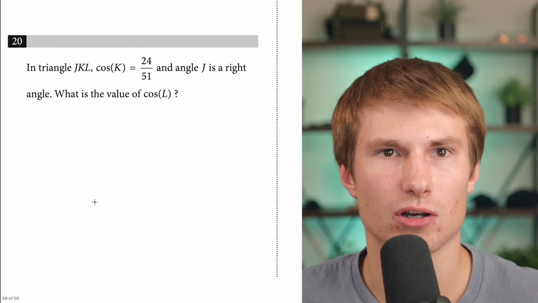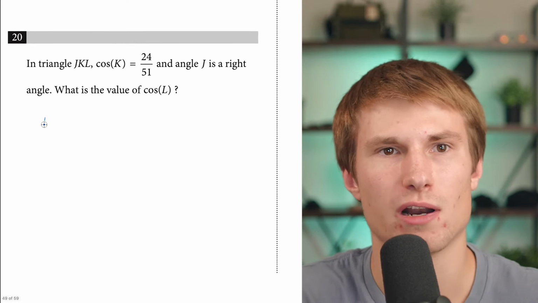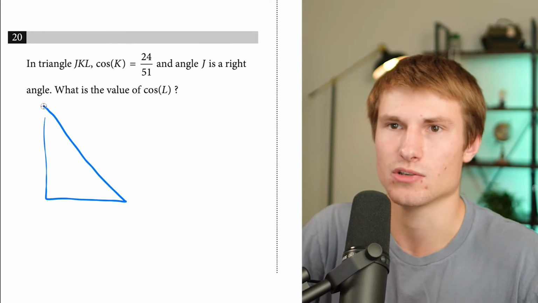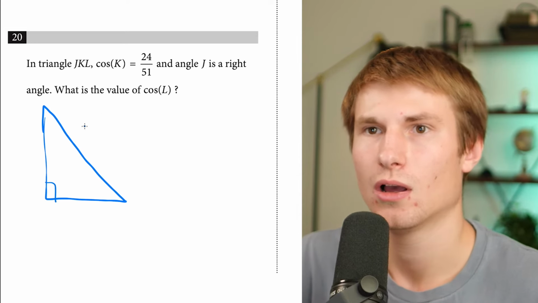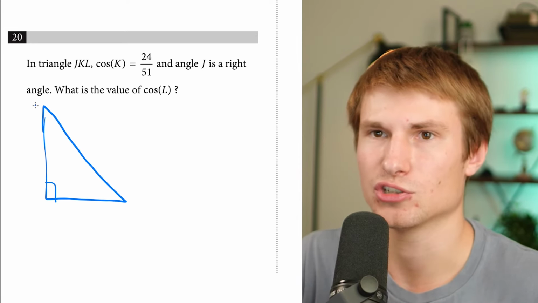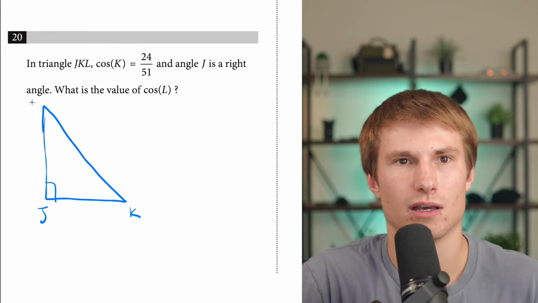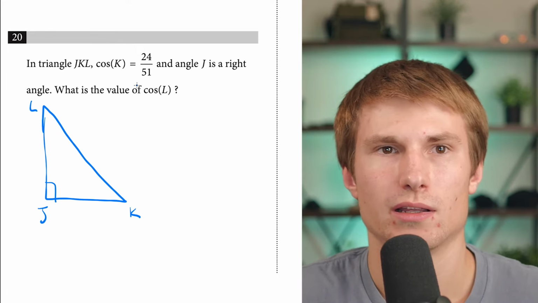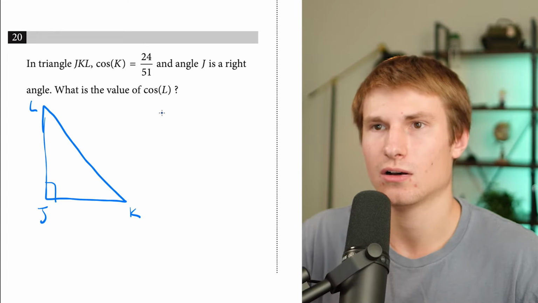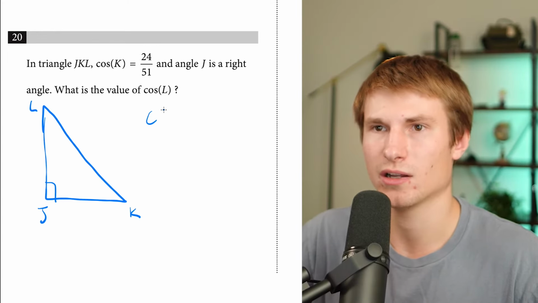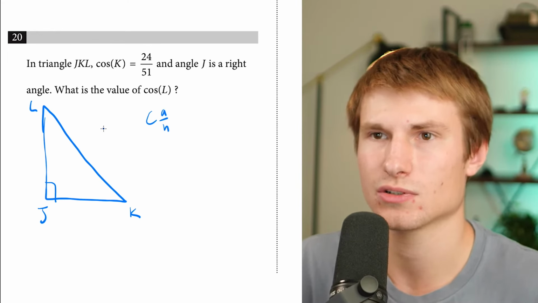Triangle JKL, cosine K is 24 over 51. Anytime we have triangle or circle questions, always draw them out because it's extremely helpful. Okay, we have JKL, angle J is the right angle. What's the value of cosine of L? Okay, cosine of L. Keep in mind cosine is adjacent over hypotenuse.